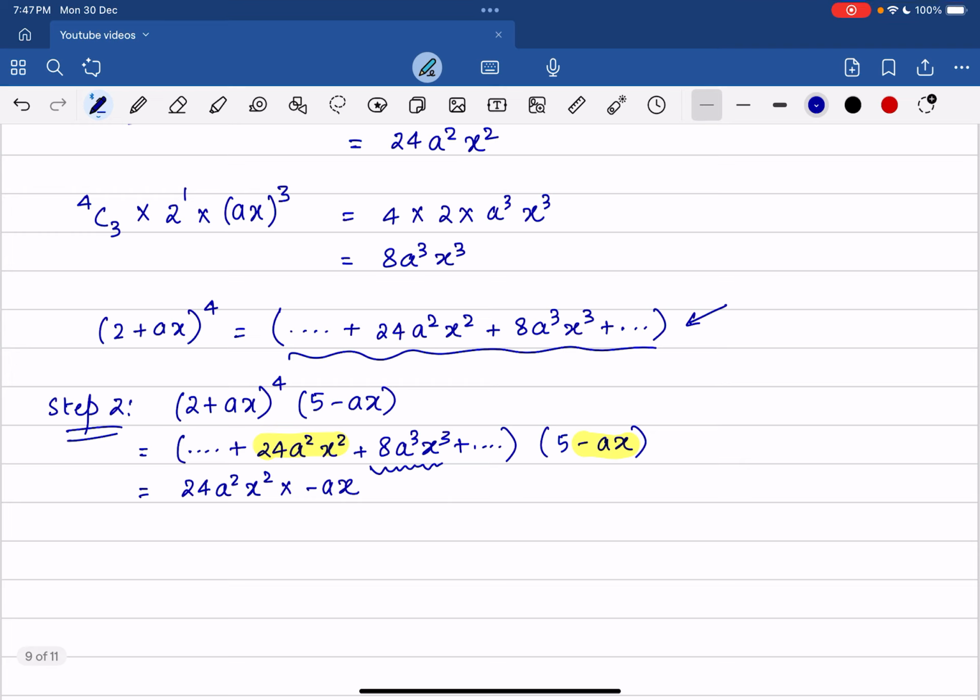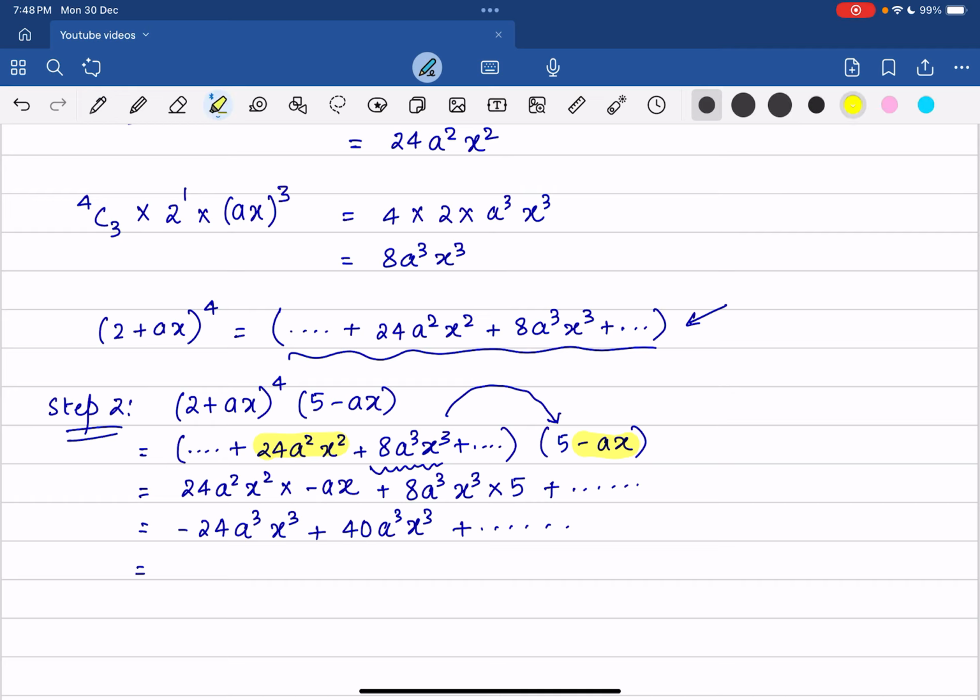And what is the other thing? I will get x cube by multiplying 8a³x³ with 5 also. So I am going to consider that term as well: 8a³x³ times 5, and the rest is not needed. This will give me minus 24a³x³ plus 5 eights are 40a³x³ plus dot dot dot.